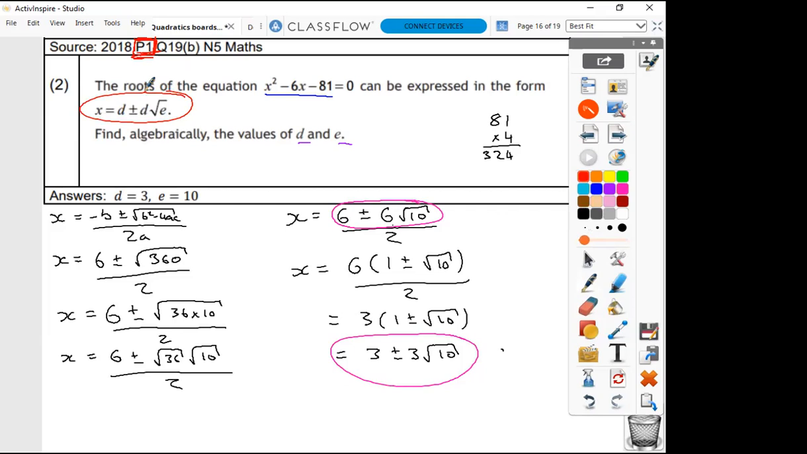That is a mean question. That's a non-calculator, remember? So the final answer on that would be, what is letter d? d is equal to 3 and e is equal to 10. And that's your final answer there.